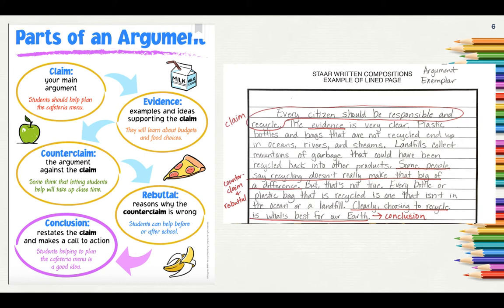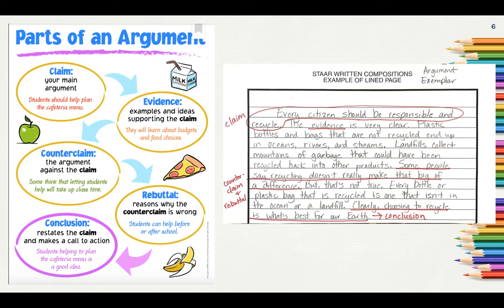Your counterclaim. This is the argument against the claim. This is what someone else might think that opposes your ideas. A rebuttal. Rebuttals are reasons why the counterclaim is wrong. So what you as a writer would do is state your claim. You would back it up with evidence. You might even state your counterclaim in order to create that rebuttal. You would say reasons why your counterclaim, or the opposition to your ideas, is wrong.